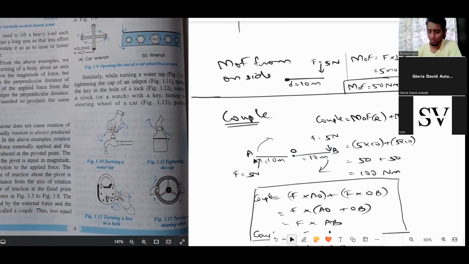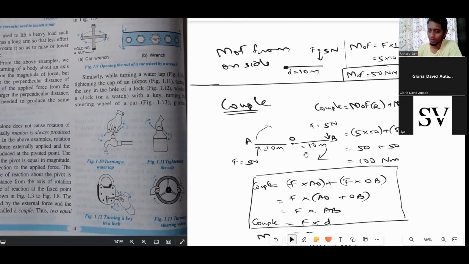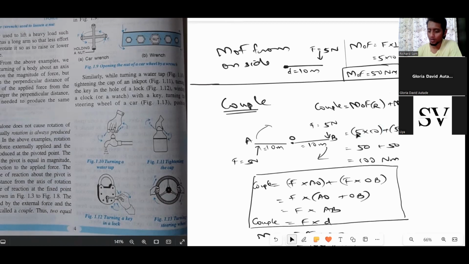And the forces will always be equal. So say 5 Newton force on the right side and 5 Newton force on the left side. And from the pivot, the distance to A is 10 meter, and the distance to B is also 10 meter. So the total couple would be moment of force on the right side plus the moment of force on the left side. That is 5 into 10 for the right side and 5 into 10 for the left side. So that's 50 plus 50, which would be 100 Newton meter.